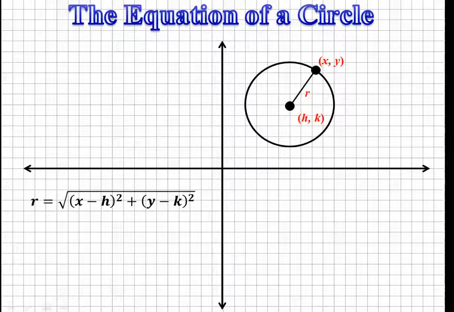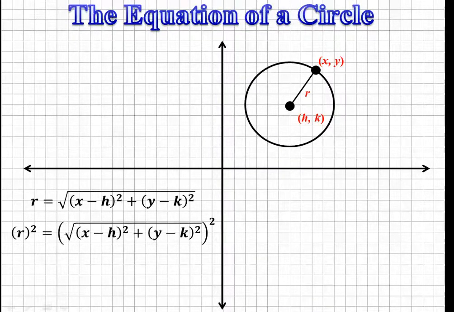Now we're going to let r represent the length of the radius, just like we had d representing the hypotenuse. Using the distance formula, we're going to let r equal the length of the radius. We're going to substitute the endpoints h, k for x1, y1 in the distance formula.